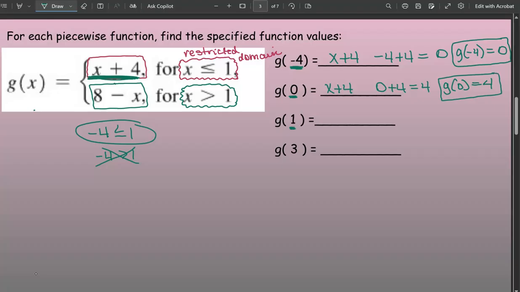When is x equal to 1? This one can kind of be a little bit tricky, because notice here we have less than or equal to 1. Our second equation is just greater than. So because this is 1, we want to use the function that has it equal to 1. So again, we're going to use x plus 4. And x is 1. So 1 plus 4 is 5. So g of 1 is 5.